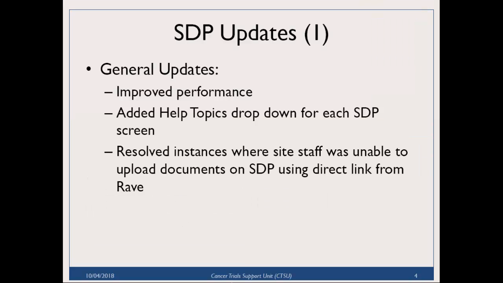But as far as updates, there have been some general updates made. These include items to improve the performance of the source document portal. We've added help topics drop-downs on each of the screens in the source document portal. And there had been some instances preventing the upload of documents to the source document portal using the direct link from RAVE, and those have been resolved in the recent release.